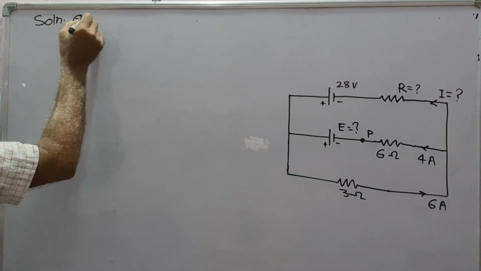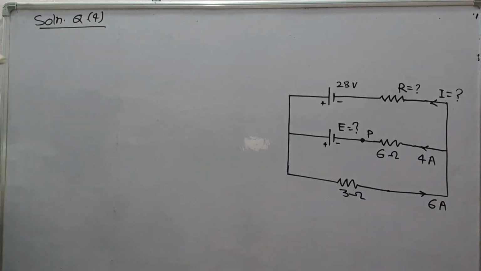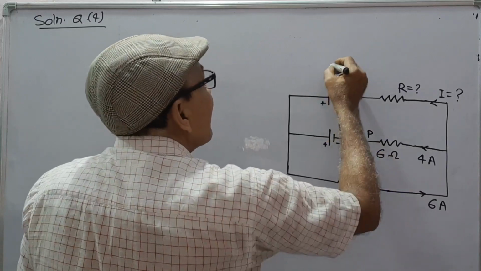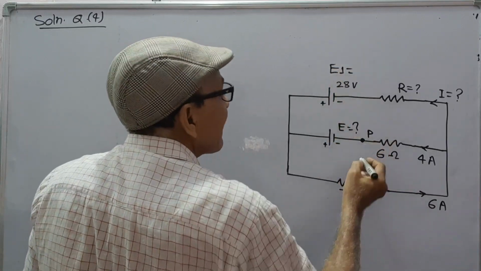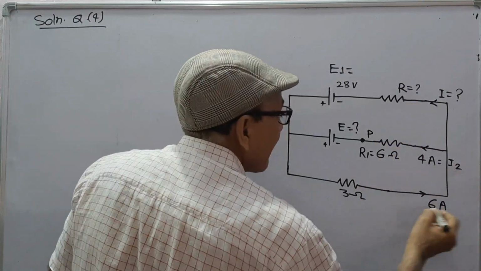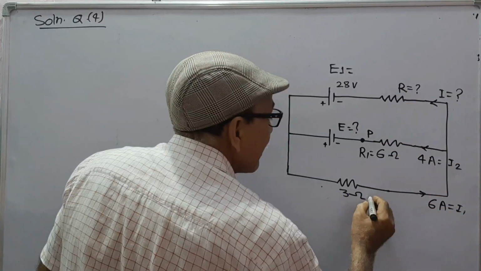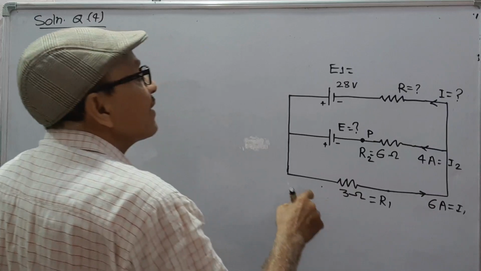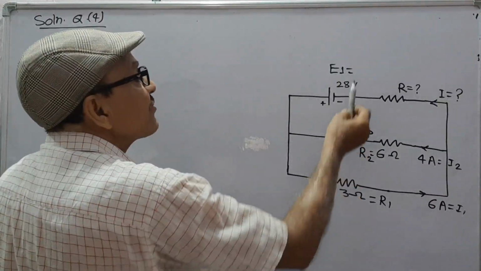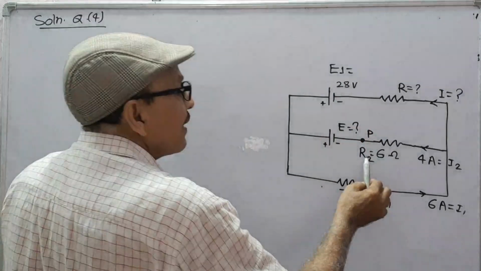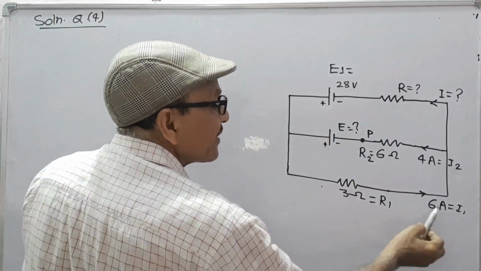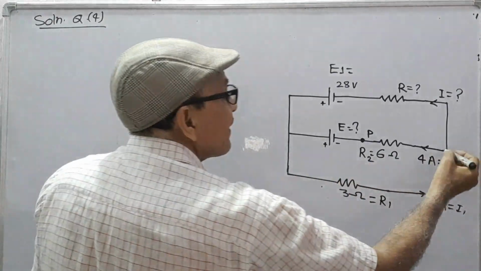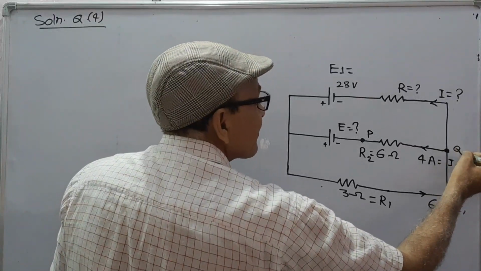Solution to question 4. For simplicity, suppose this is E1, this resistance is R1, this current is I1, this current is I2, this resistance is R2. This point is suppose Q.